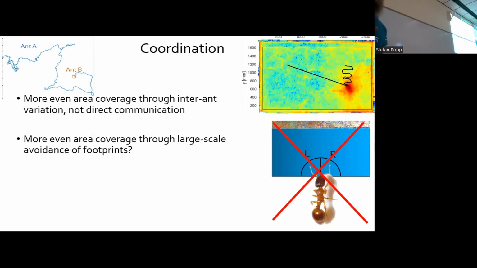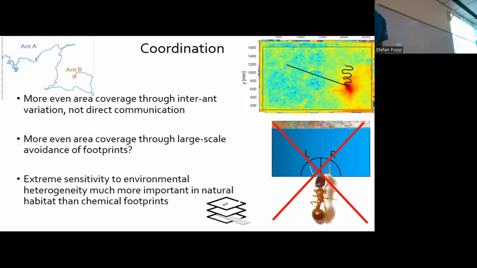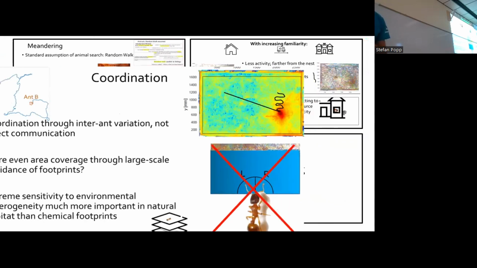There's more even area coverage also through large scale avoidance of footprints. So this is the hypothesis of how they can still react to the footprints: maybe 20 minutes ago, I've been in an area of really high footprint concentration, and so this is why I want to stay away from it. And importantly, there is an extreme sensitivity to environmental heterogeneity, especially in terms of the smells of what they're walking on. This is much more important in the natural habitat than the chemical footprints that we assume they are leaving behind, which are just minuscule in comparison.